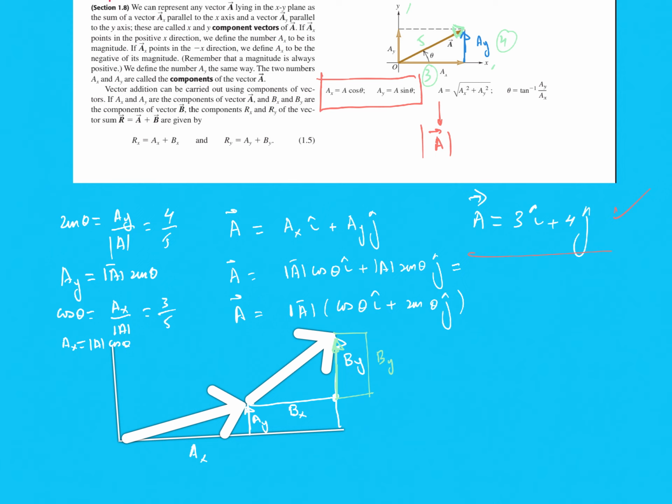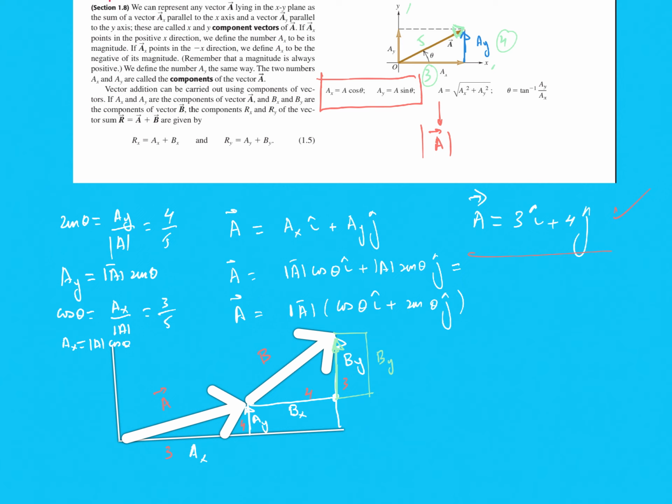Now we go to the question of how we are going to add two vectors. Let's say that I have this vector A. Let's say that this is 3 and this is 4. And this is B. Now let's say that this is 4 and this is 3.